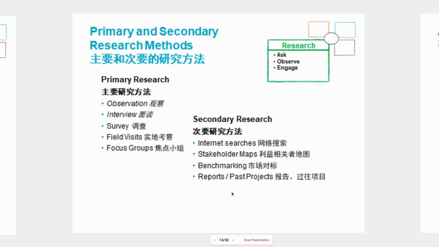The second kind of research is about internal searches, stakeholder mapping, benchmarking, reports, and past projects. Nowadays, a lot of answers can be found on the internet, like Google, or Baidu in China. There's one company in China, Xiaomi, a very good company. When they do the research part, they go to Baidu to find the pain points, for example with mobile phones.